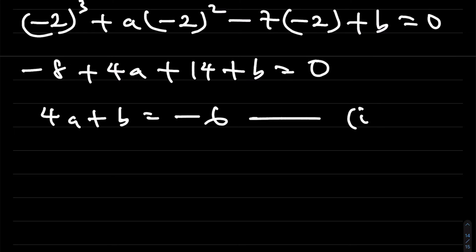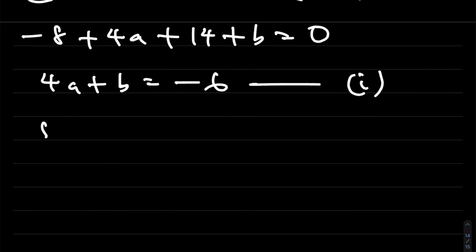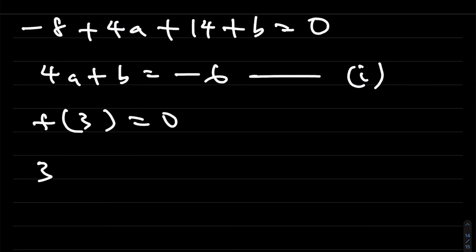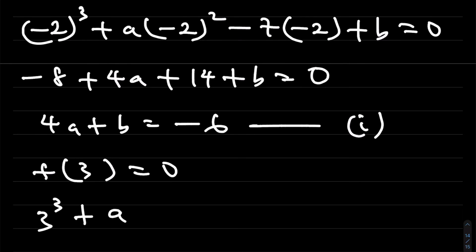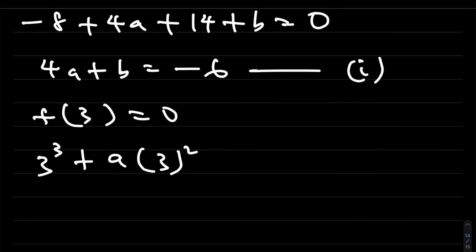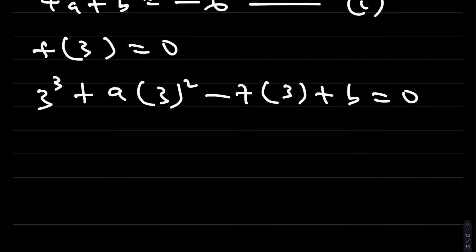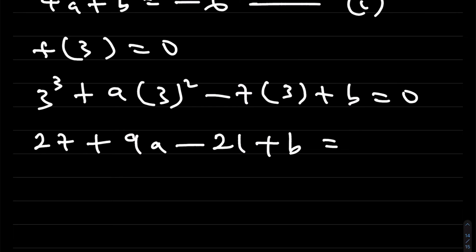That's just equation 1. Now, if x minus 3 is a factor of f of x, that means f of 3 is equal to 0, which simply means 3 cubed plus a times 3 squared minus 7 times 3 plus b equals 0. And this simply means 27 plus 9a minus 21 plus b equals 0.